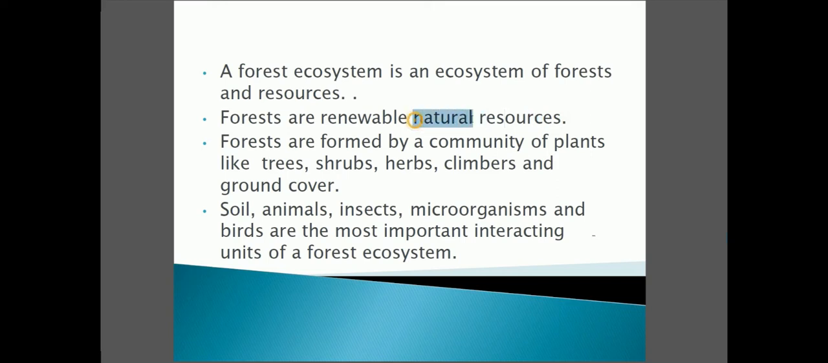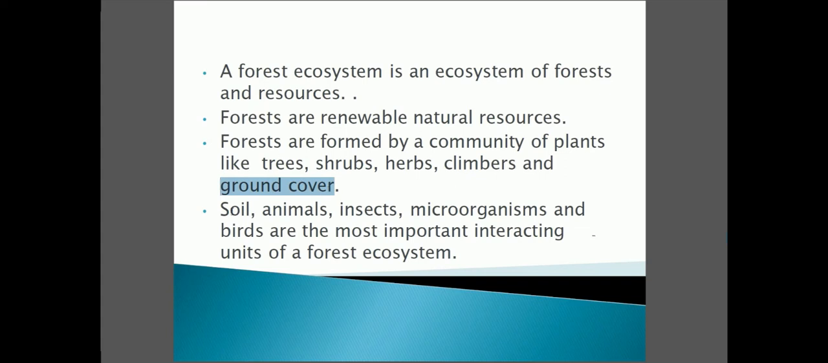Besides all these, whenever we cut the trees, the wood could be degraded into various substances and add carbon into the soil rather than into the atmosphere. These are renewables that can be reused. Forests are formed by a community of plants like trees. A forest is a specific area that contains trees, shrubs, herbs, climbers, and ground cover. All these kinds of vegetation form the forest.